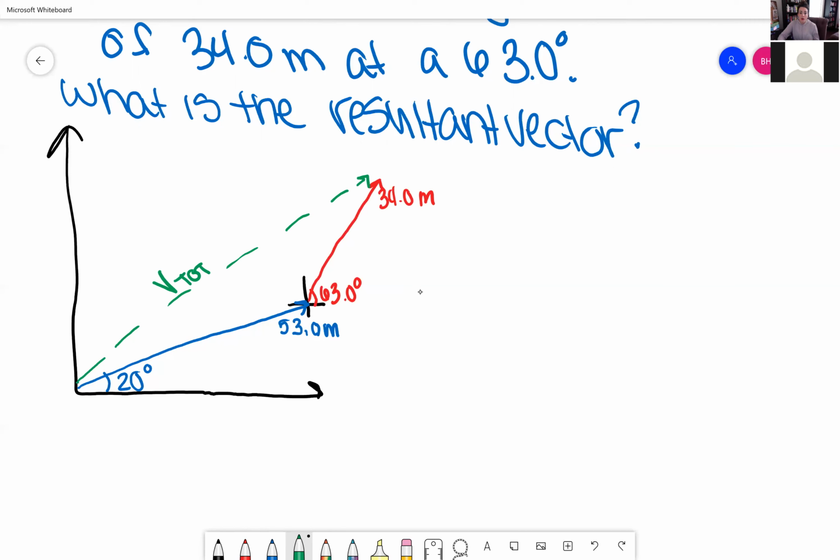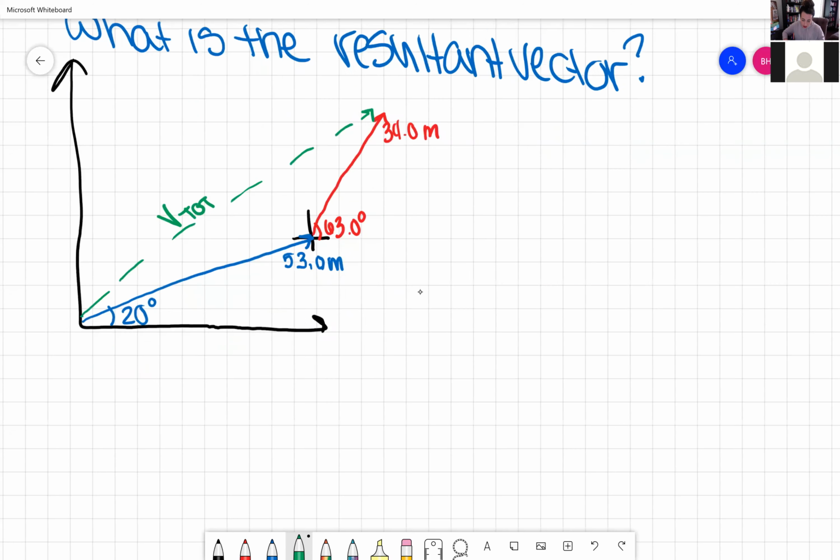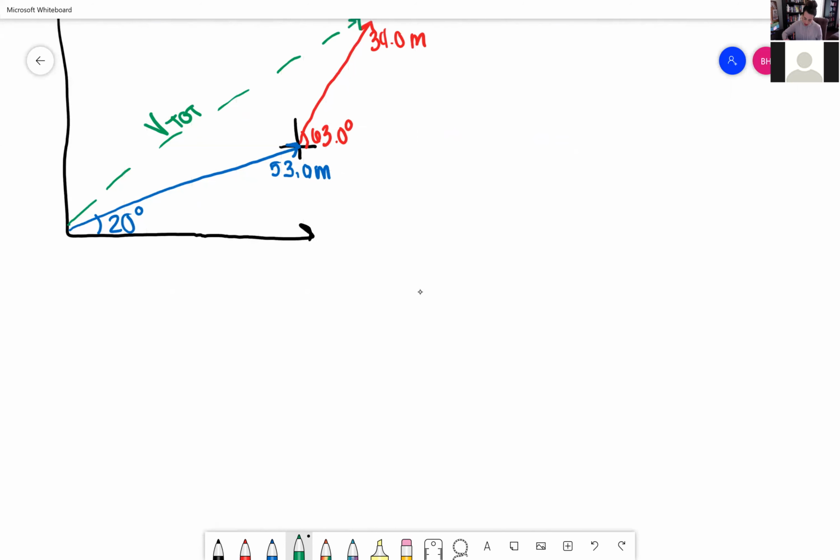Okay. So what I need to do is break my vector 1 and vector 2 into its x and y components, just like we did in the previous problem. But then we need to combine those x and y values together to get the total. And I'll show you guys the 2 equations that you need for that. So let's go ahead and do that step and organize our work.